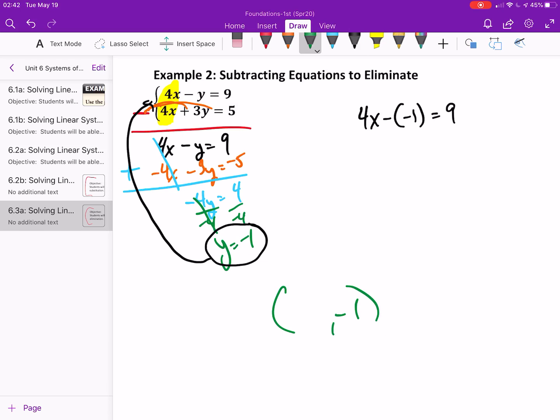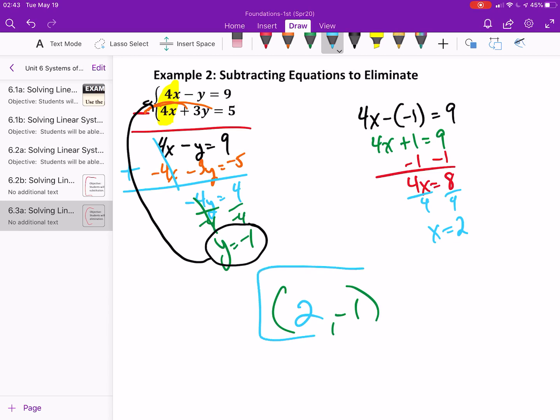The double negative becomes positive. 4x plus 1 equals 9. Minus the 1 from both sides. And we get that 4x is equal to 8. And so dividing by 4, we get that x is equal to 2. And so my ordered pair, the point of intersection for these two equations, is at (2, negative 1).